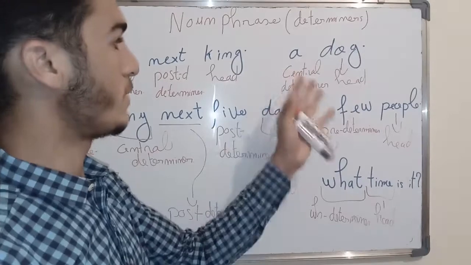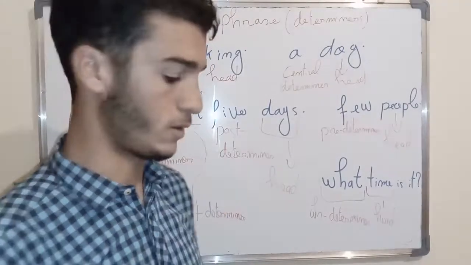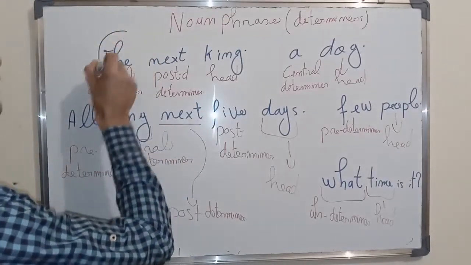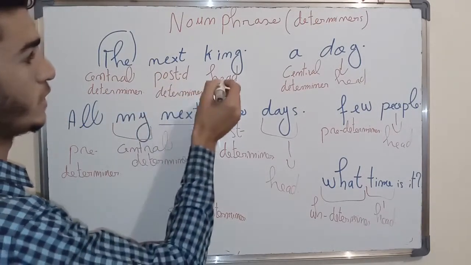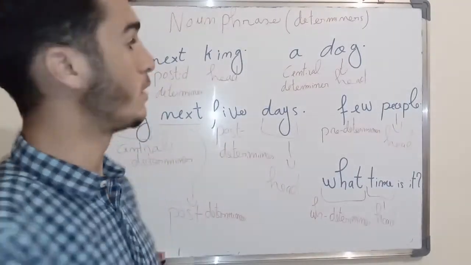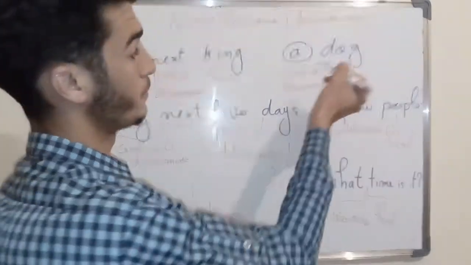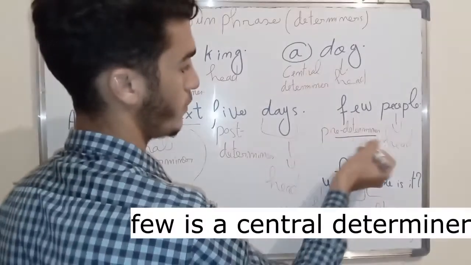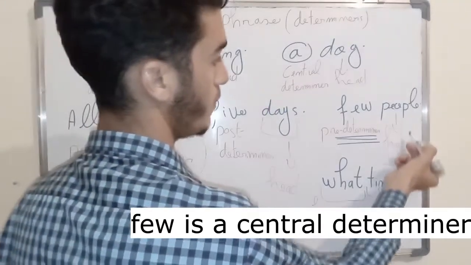So here we have some examples of determiners in order to divide the noun phrase. Okay. The first example, as you see, the next king. The is an article, so it is a central determiner, next is a post-determiner, and king is the head. Okay, a dog: a is an article, so it is a central determiner, and dog is the head. Okay, few people. Few is the predeterminer because it is a quantifier, and people is the head.